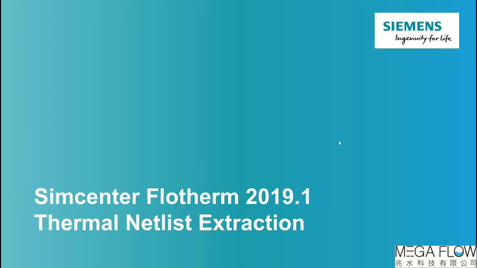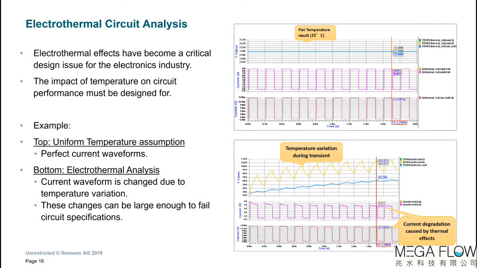The next feature in Flotherm 2019.1 is called thermal netlist extraction, which is very closely related to the Bcr Rom extraction feature we just discussed. So thermal netlist extraction is aimed at enabling electrothermal circuit analysis downstream. Electrothermal effects have become a very important design issue for the electronics industry. More and more, the impact of temperature on circuit performance has to be accounted for.